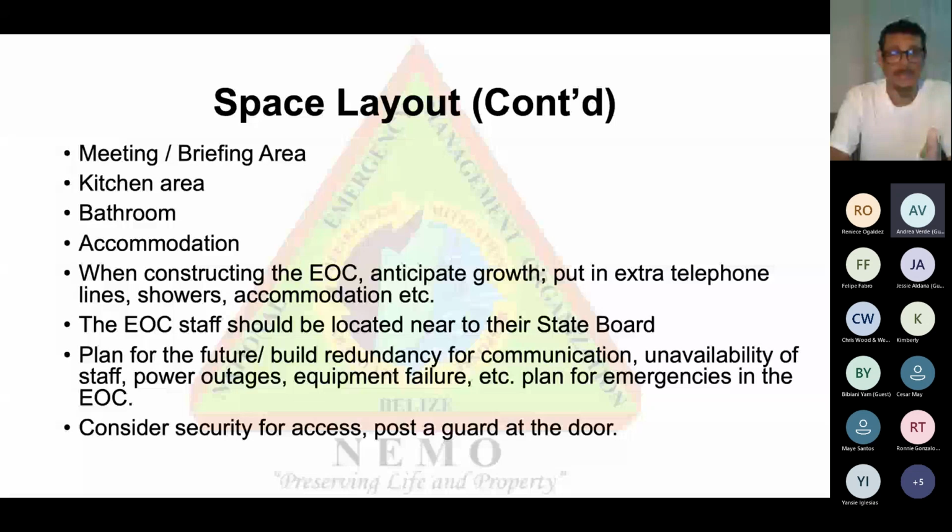Of course, we talk about the kitchen area. Bathroom is a must. An EOC cannot function without a proper bathroom. So that is one of the main things we need to look at. If a building does not have that, then it's not suitable for an emergency operations center. If the hazard you're responding to is something like a hurricane, where you have to be locked down in that particular building, right? Accommodation, and that speaks to, again, sleeping and resting area, right?